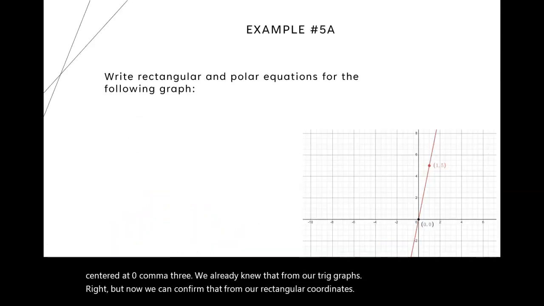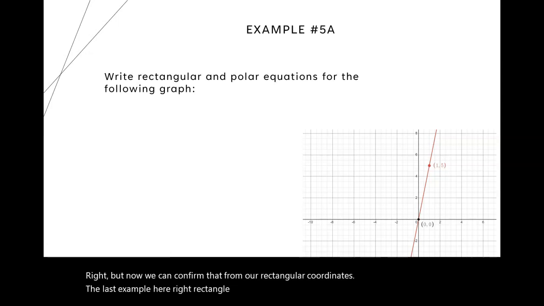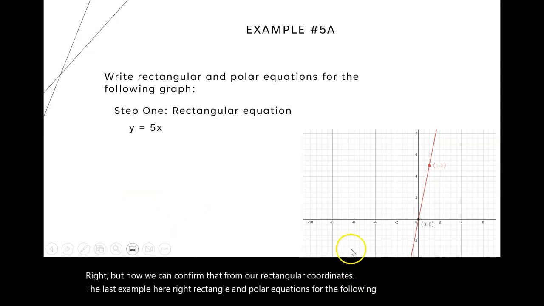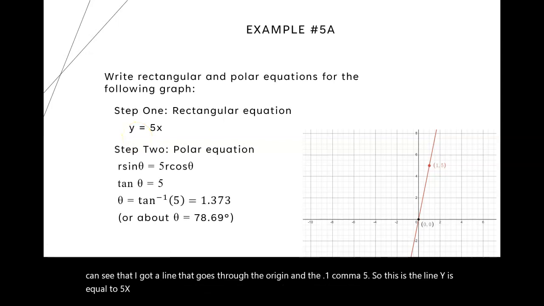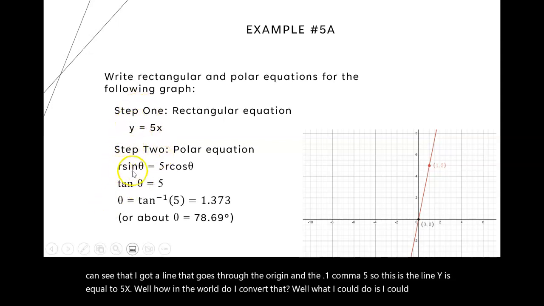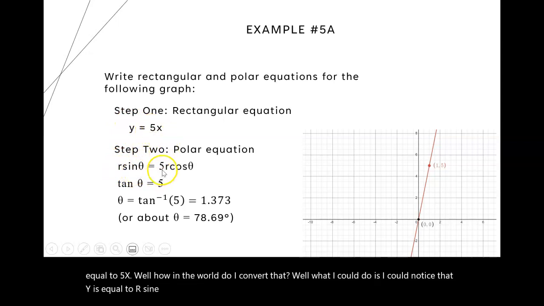Last example here, write rectangular and polar equations for the following graph. All right, so you can see that I got a line that goes through the origin and the point 1, 5. So this is the line y is equal to 5x. Well, how in the world do I convert that? Well, what I can do is notice that y is equal to r sine theta and x is equal to r cosine theta. So I get r sine theta is equal to 5r cosine theta.